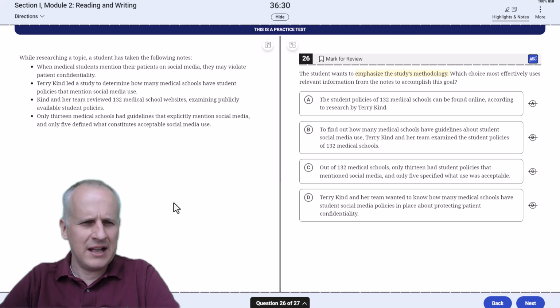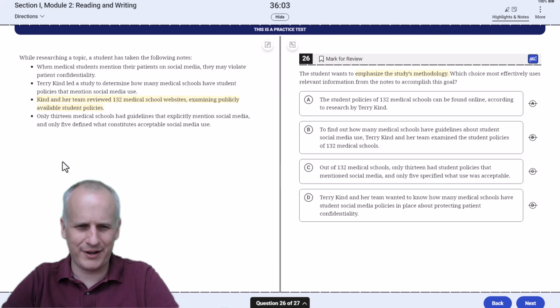the methodology is. First bullet reads, when medical students mention their patients on social media, they may violate patient confidentiality. Terry Kind led a study to determine how many medical schools have student policies that mention social media use. Both of these are just kind of the background here. Then the third bullet, Kind and her team reviewed 132 medical school websites examining publicly available student policies. Well, that is the methodology that we want to highlight.